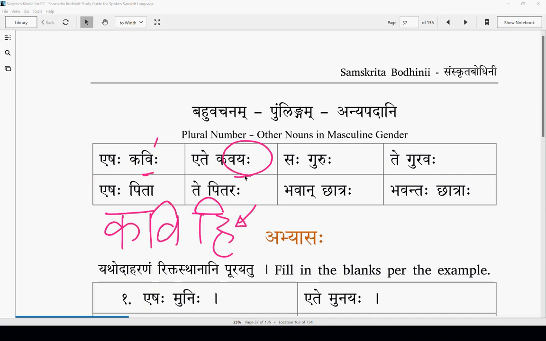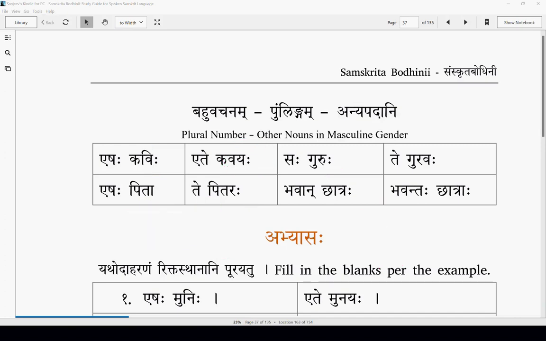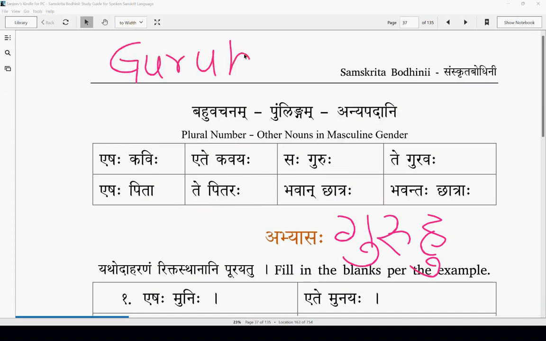Ete kavayaha. Kavayaha. So you can. Sa guruhu. Guruhu. Sa guru. I don't know. One second, let me write it. Guru. First you say this one. Guruhu. And in English if I write, let me write it like this. Sa guruhu.